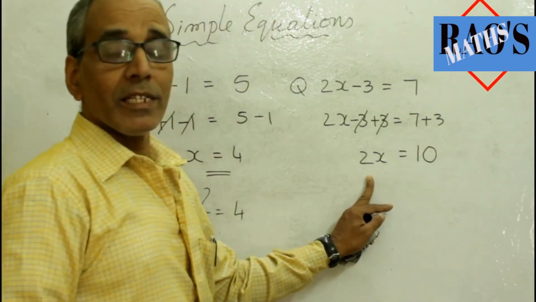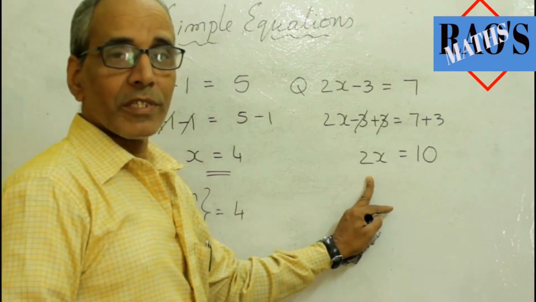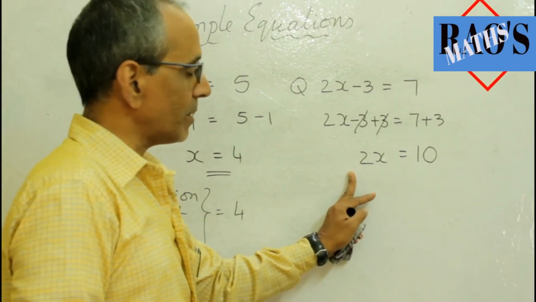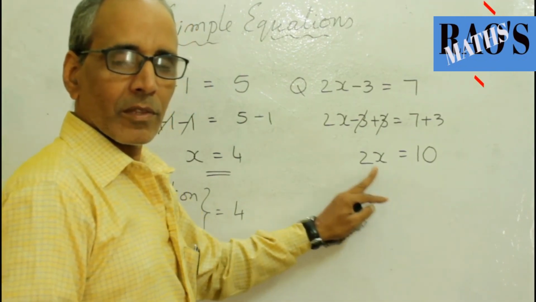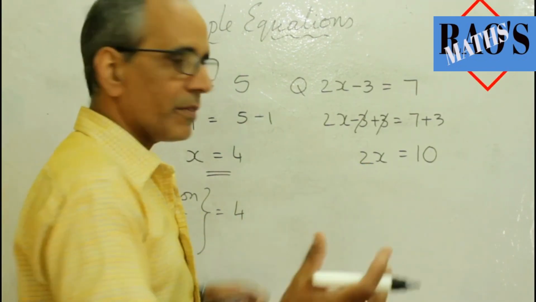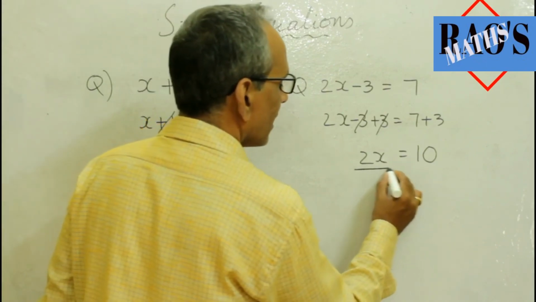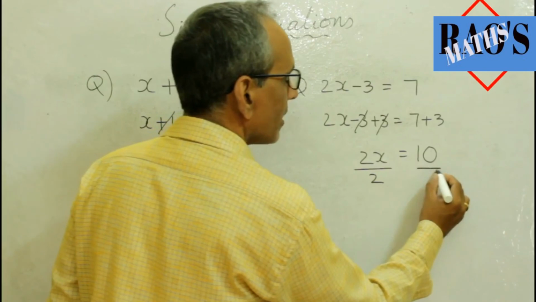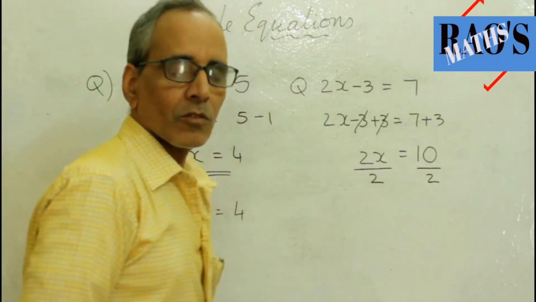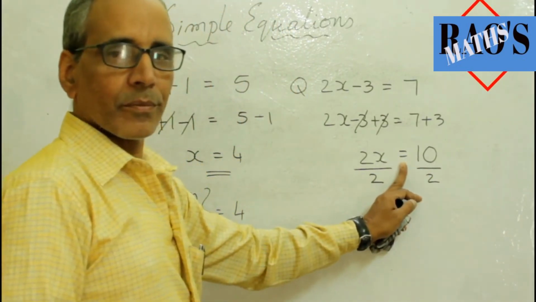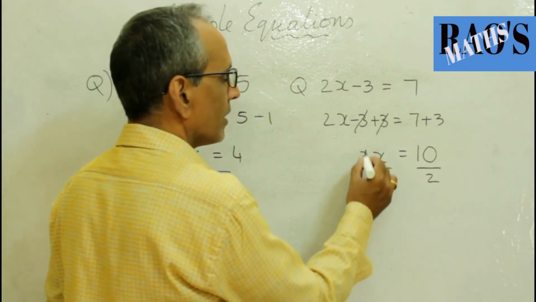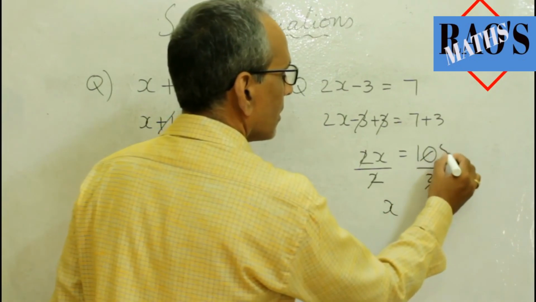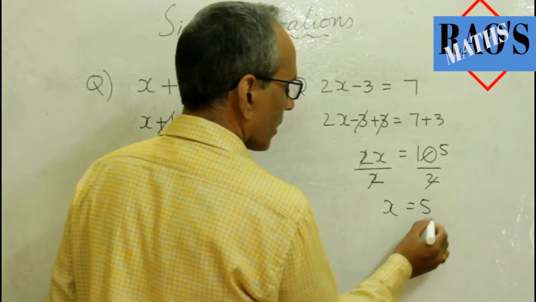Now how can I eliminate this 2? 2 is the coefficient of x. So 2 is the multiplication factor of x. The opposite of multiplication is division. If I divide the left hand side by 2, these two will get eliminated. I do the same on the RHS so that I maintain the equality. Now these two will get cancelled. I remain with x is equal to 5.